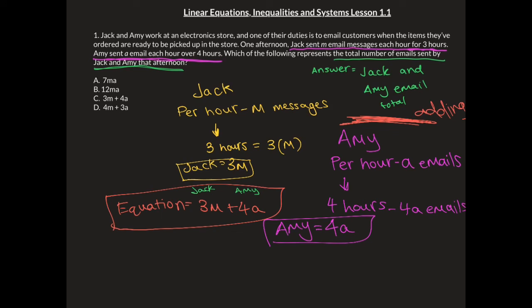And let's look at our answer choices. We've got 7 times M times A, 12 times M times A, 3M plus 4A, and 4M plus 3A, and the only one that matches is answer choice C.